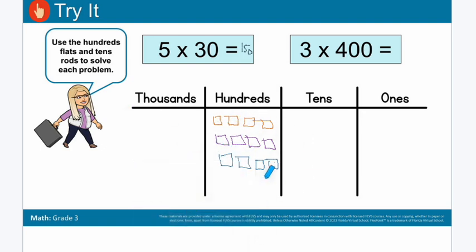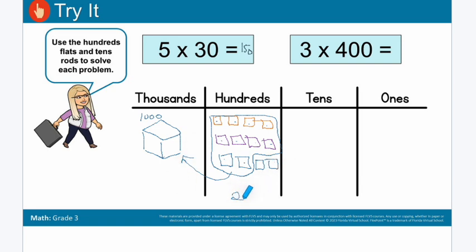Again, it takes 10 groups of 100 to equal 1 cube of 1,000. So I know that I have 12 flats over there. So I'm going to go ahead and make my cube because my cube is equal to 1,000. And I know that I have 1, 2, 3, 4, 5, 6, 7, 8, 9, 10. That's what I'm going to regroup over here to that group of 1,000.